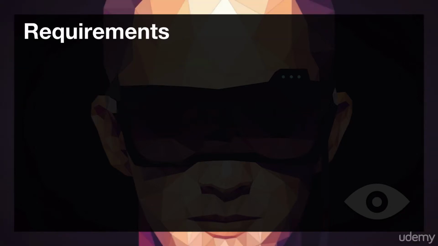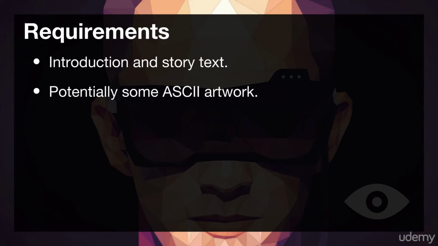So what requirements have I come up with? I'm keeping the scope very minimal and it's just going to be a text-based game. So the requirements for me are going to be an introduction and story text. That is pretty much most of it. We might need some ASCII artwork to make our story look a little bit prettier and less left-brained. And then we might want some sounds, but in this case, I think we'll leave them out, seeing as it's a text-based game. So we'll say no sound effects for this game.